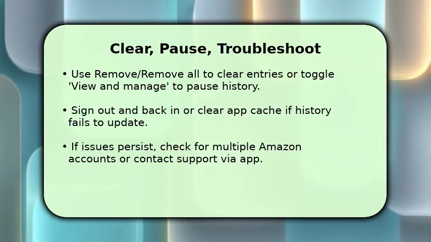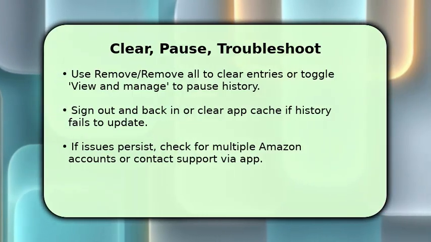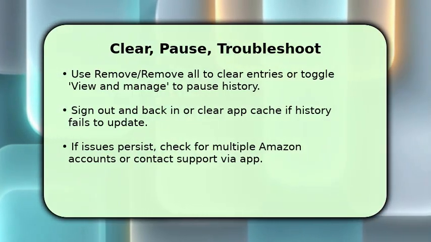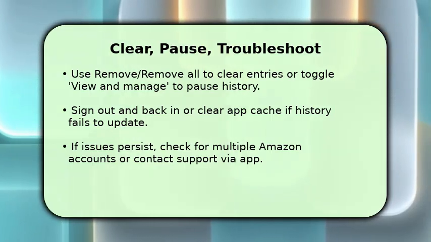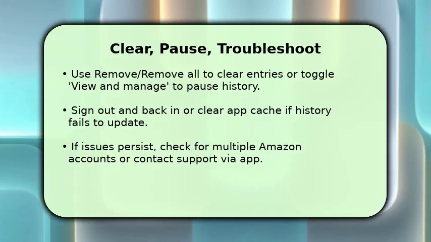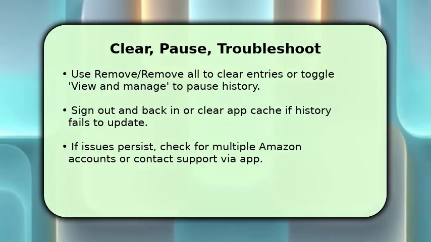If updates don't appear, clear the app cache, sign out and back in, or check whether you have multiple Amazon accounts causing mixed results. If problems persist, contact Amazon support through the app for account-specific troubleshooting and verification.